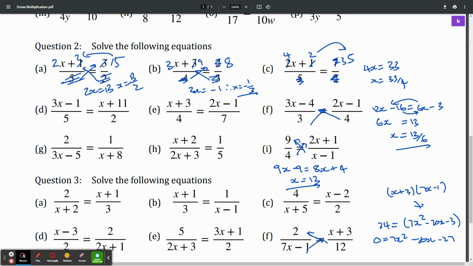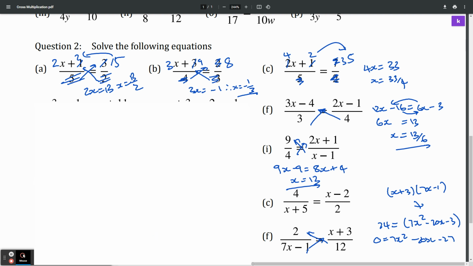So we put that in the quadratic formula, and we make a equal to 7, b equal to negative 20, and c equal to negative 27. And that comes to the following. Okay, so let's just make sure we're doing this correctly. I'm going to go through it quickly over here. This is a bit more complicated than the others, right? So we got 2 times 12 equals x plus 3 times 7x minus 1.